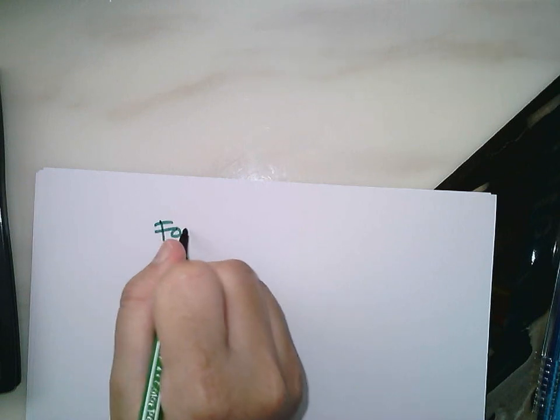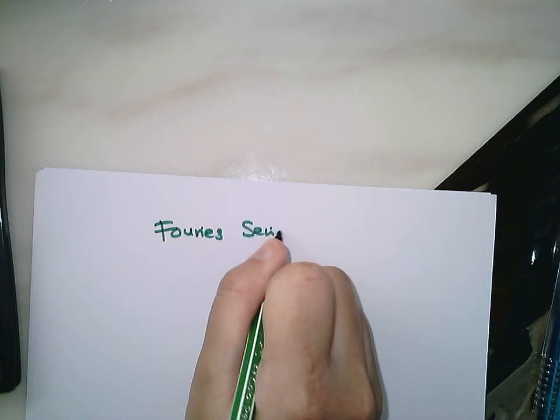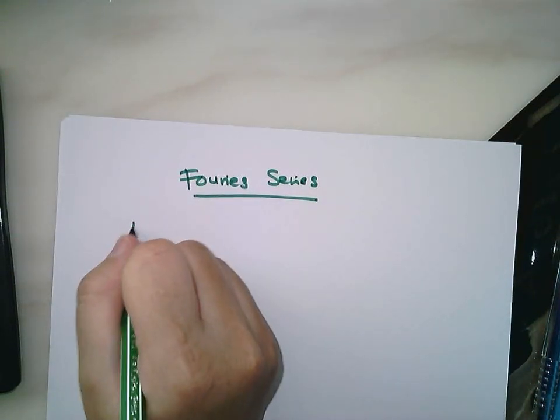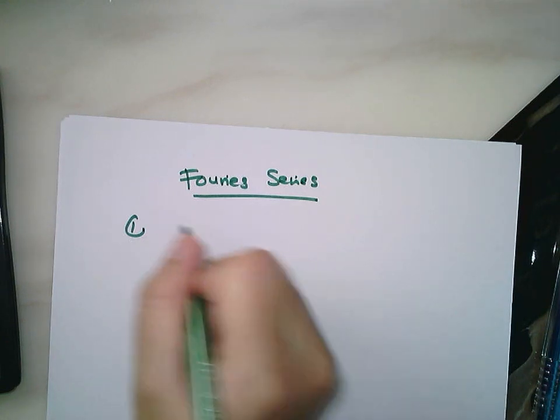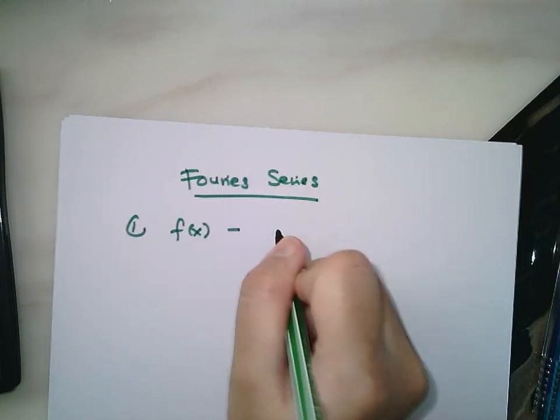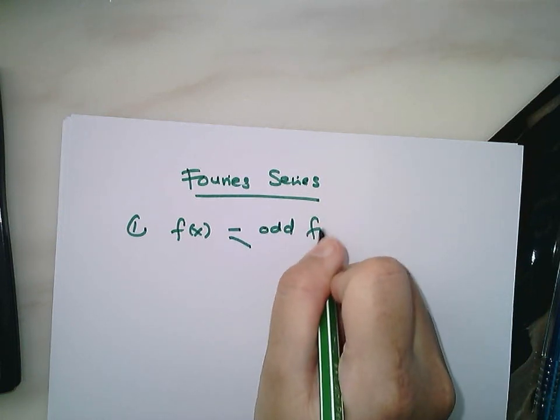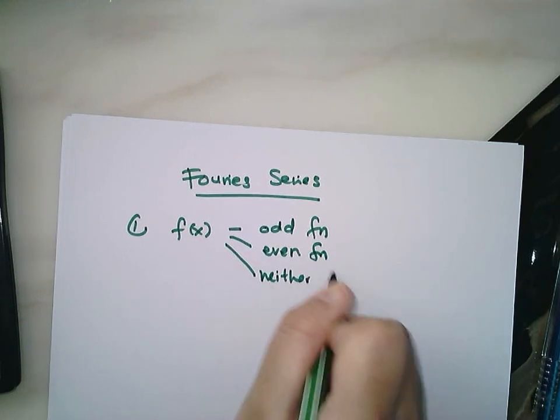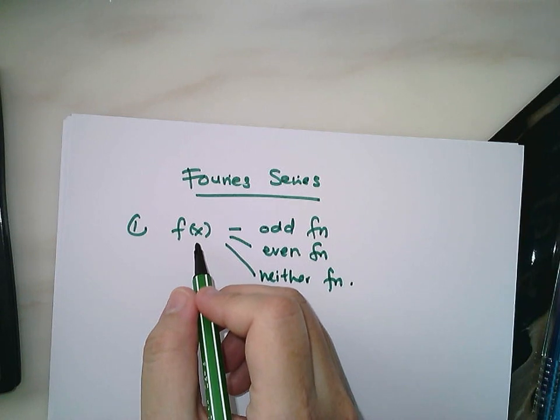So today we are going to learn a new chapter, and this is the last chapter for PQT 112, which is Fourier series. Okay. So in this chapter we will take a look on how to determine the given function f(x) is either odd function, even function, or neither function. Okay, so this one is for single function f(x).